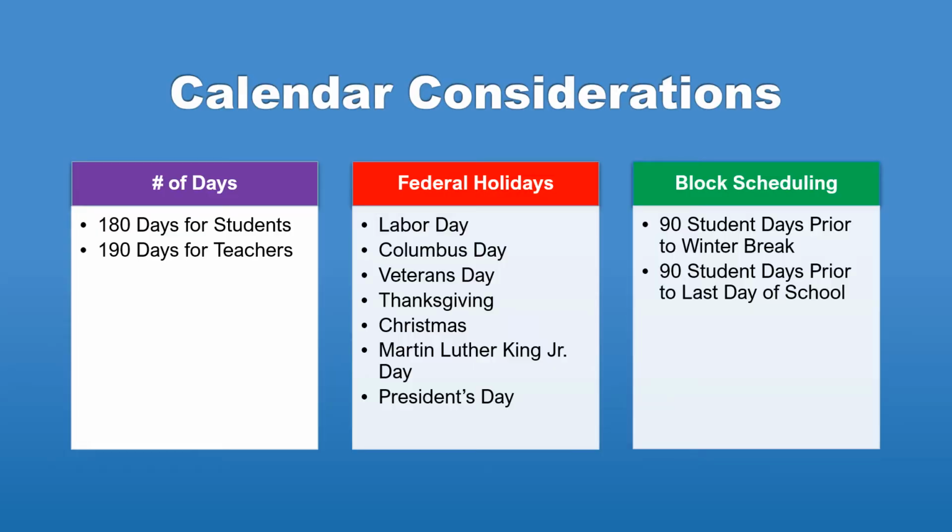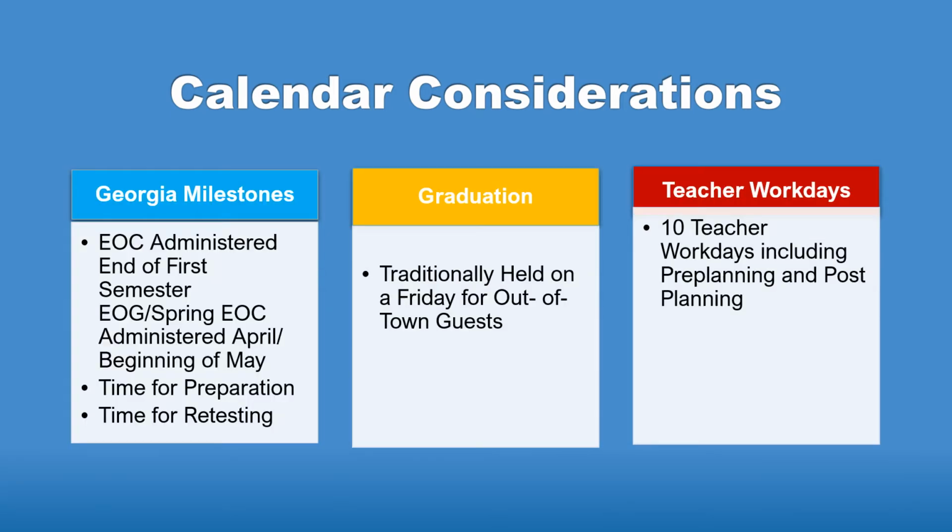We have several considerations that we have to take into account in building a calendar, including the number of days for students and teachers, federal holidays, and block scheduling for our high school students. With block scheduling, we need to be sure that our students have 90 days prior to winter break and prior to the last day of school in order to complete all their coursework. We also need to look at when the Georgia Milestones assessments will be administered, when we'll hold graduation, and also 10 teacher workdays must be included in pre-planning and post-planning.